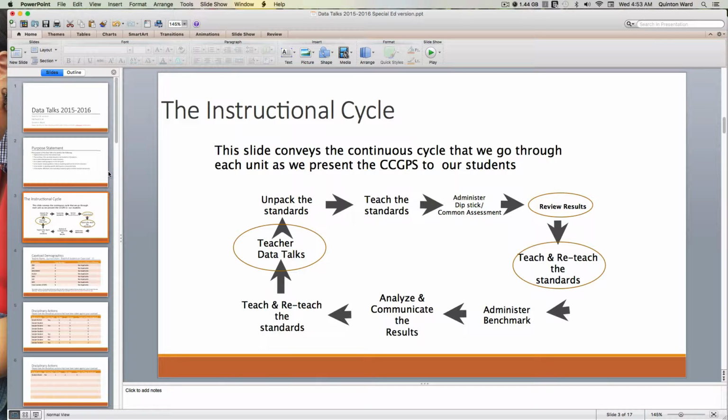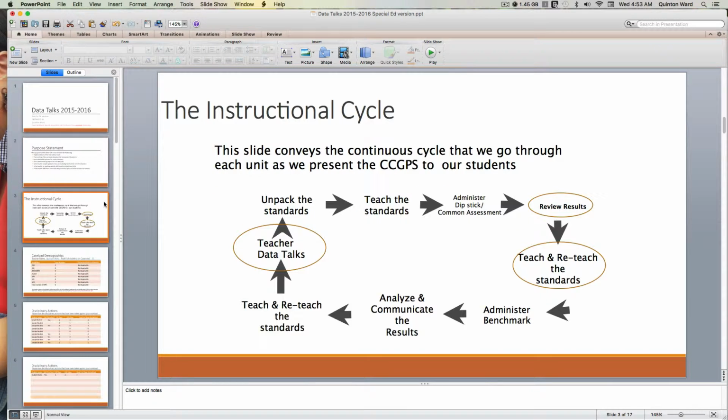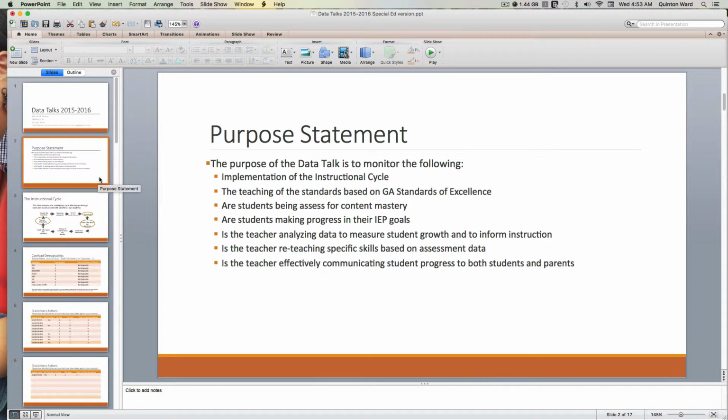purpose of the data talk. When you're presenting your data talk, there is no need for you to cover slide 2 and slide 3. There is no need. For training purposes, I will explain and express why we present data talks.